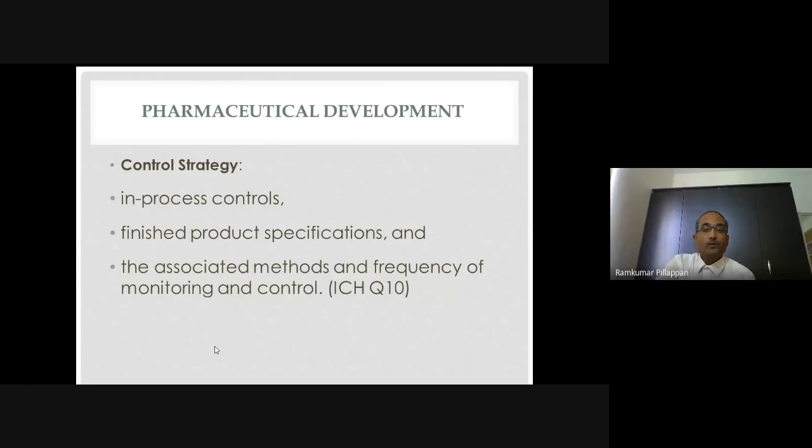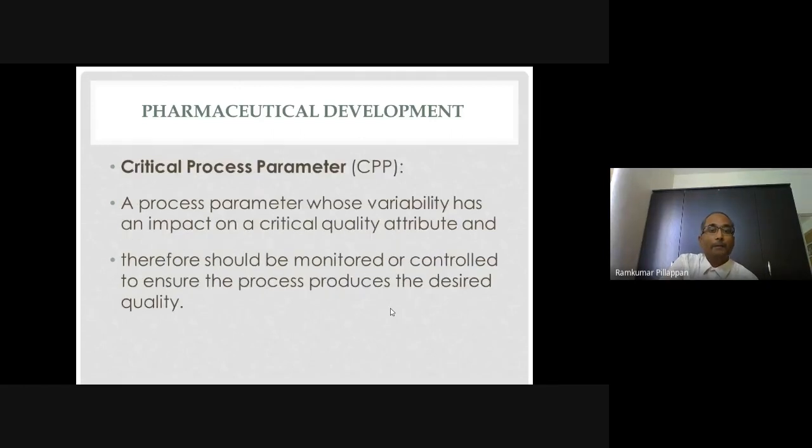So this also comes under methods and frequency of monitoring and control in ICH Q10. I request all of you to go through that. I will not go into detail. Finished product specification is very important so that the QC knows and the manufacturing person knows what he should comply with for the finished product. CPP, critical process parameters. Which parameters have to be controlled for quality or quality attribute? This understanding is a smart way of doing your product.